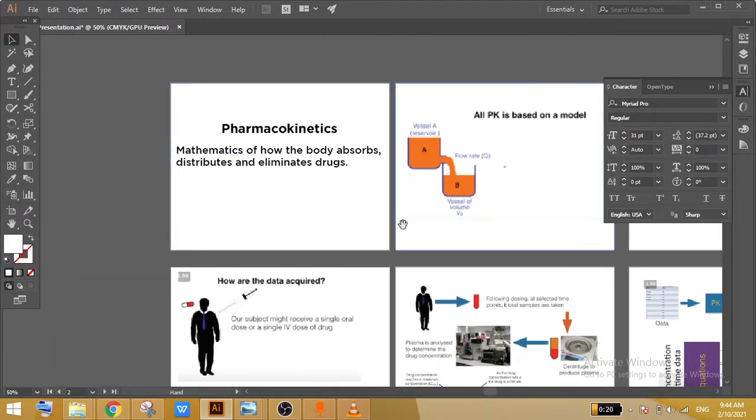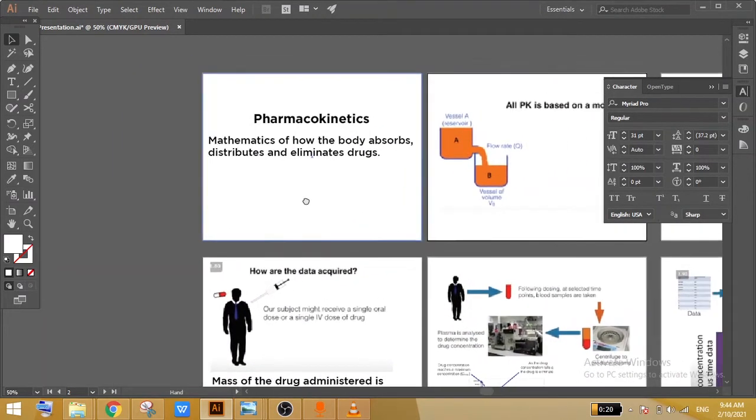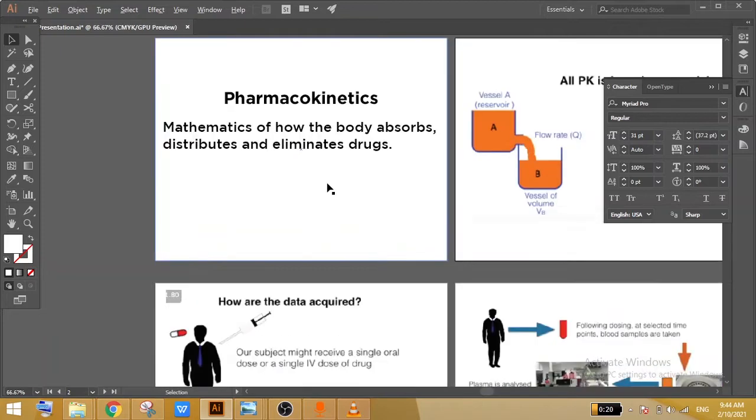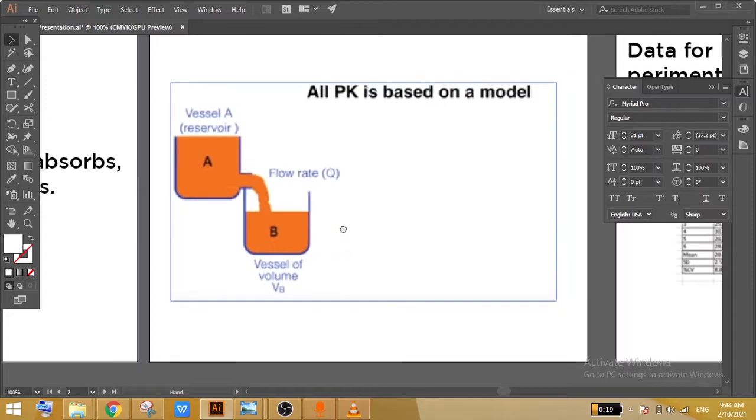The topic I'm presenting today is one compartment IV bolus models. Before really diving into my topic, I will just go through pharmacokinetics and models in pharmacokinetics in a nutshell. Pharmacokinetics is the mathematics of how the body absorbs, distributes, and eliminates drugs. All of pharmacokinetics is based on models. Here is a very simple kind of model.